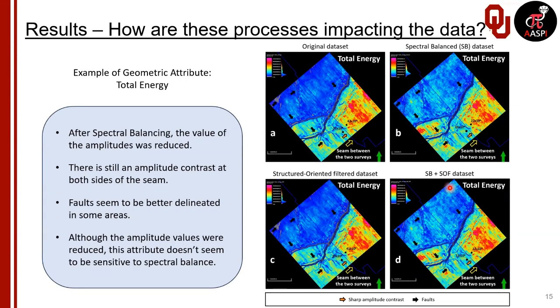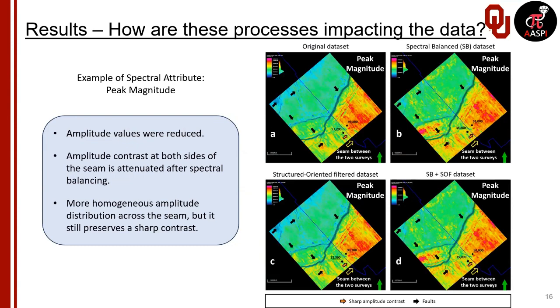This is another geometric attribute that appears to be not sensitive to any of the methods. There's not a clear difference in the images; it doesn't move anything. Then with spectral attributes, I tried first peak magnitude, and again, the contrast is very evident. After the combination of the two methods, we still see the contrast.